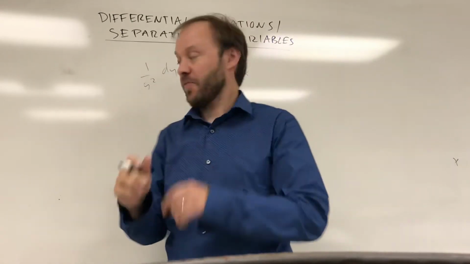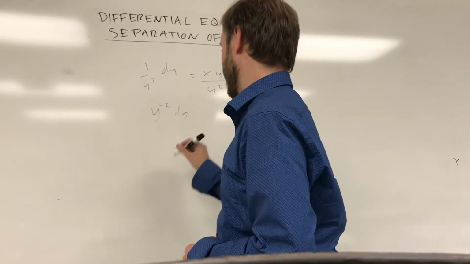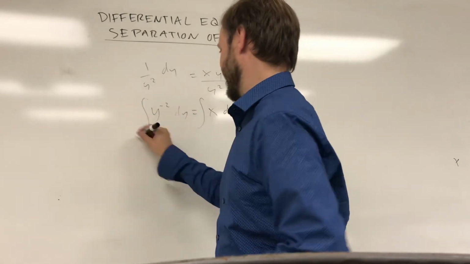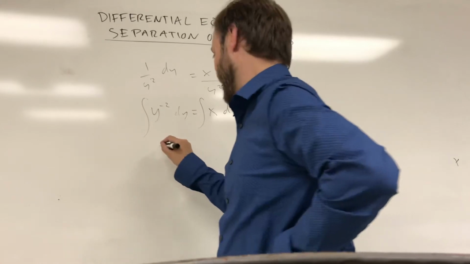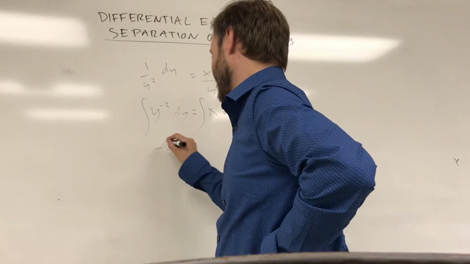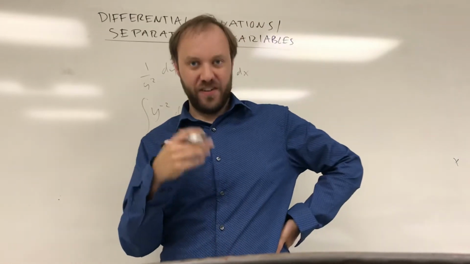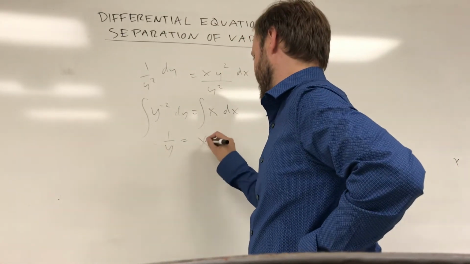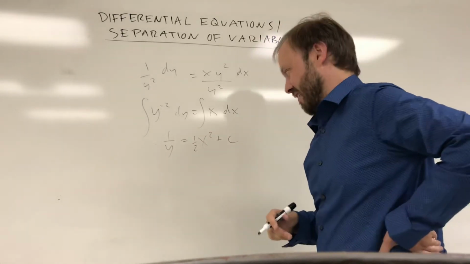Notice that is not 1 over y. That is y to the negative 2 power. I would write it in that form for the integral. Okay, on this side we've got x dx. We're going to take the integral on both sides. Raise your power by 1 and divide by the new power. That's negative y to the negative 1. I'm going to rewrite that as negative 1 over y because for solving purposes, negative exponents make things a little bit confusing. Okay, you get a 1/2 x squared plus c on the other side.